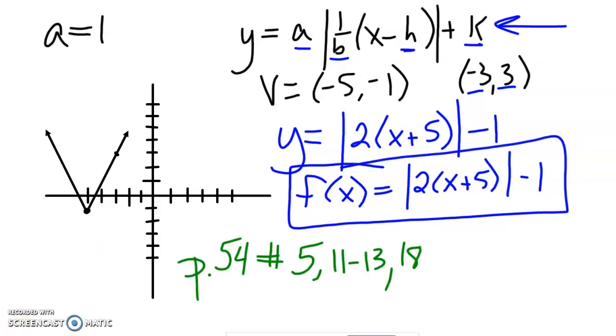So page 54, numbers 5, and then 11 through 13 and 18. 5 and 11 are graphs like yesterday. The instructions for 5, I don't want you to follow. I want you to follow what you did yesterday, where you found the vertex, another point, you graphed it, and stated the domain and range. So for number 5, use the instructions for number 11, what you did yesterday.